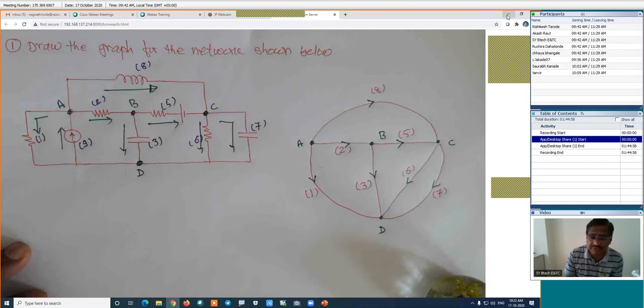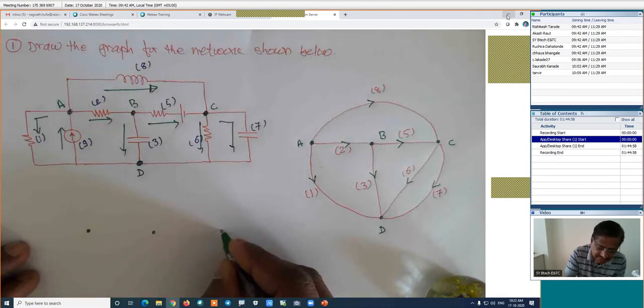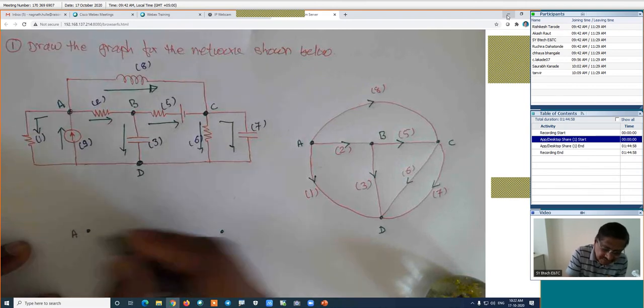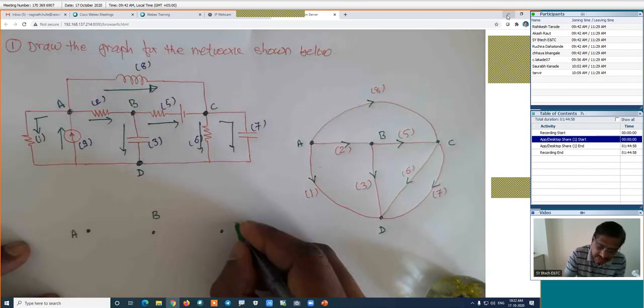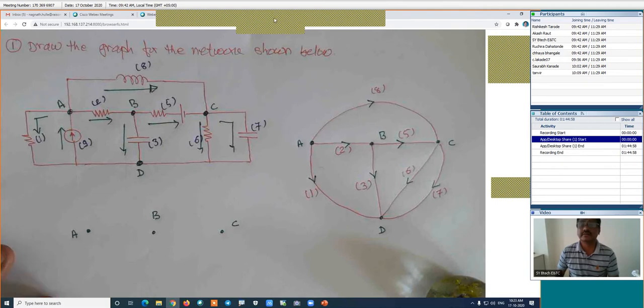Here, what is the procedure for finding the tree? First, draw the nodes as it is. This is one node, this is the second node, this is the third node, and this is the fourth node. I will give the names to the nodes also. This is A node, this is the B node, this is the C node, and this is the D node. Now here, connect all these nodes to each other. Are you able to see my screen? Yes, all of you.